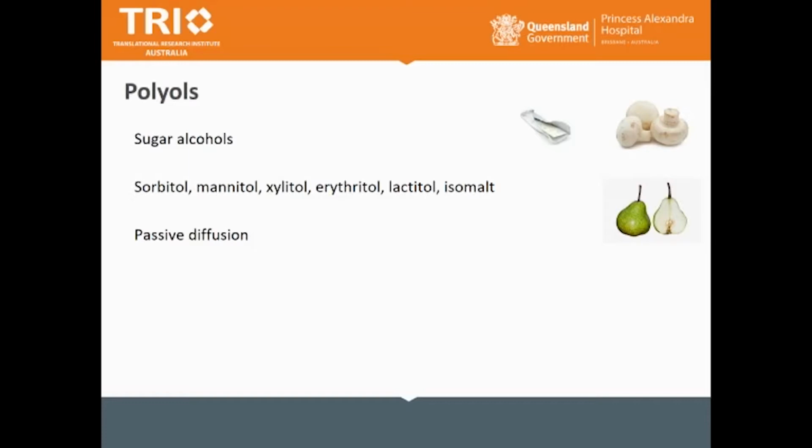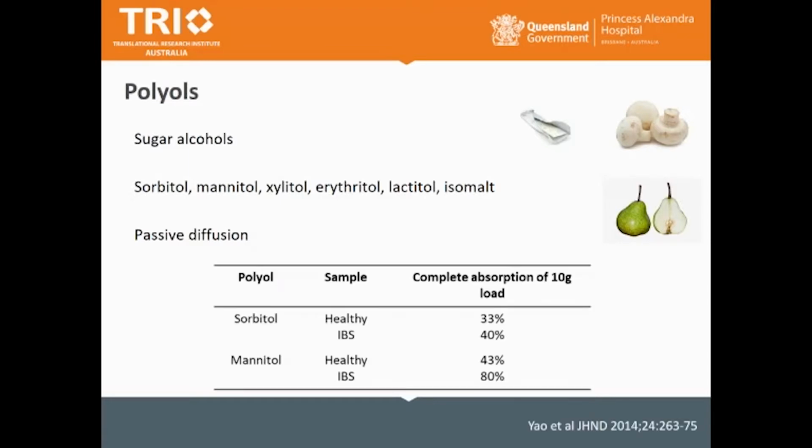They're absorbed by passive diffusion. And you can see here that not a huge percentage of people that are healthy or with irritable bowel syndrome can complete a 10-gram load of these polyols. So certainly quite a lot of this in the diet will pass through to the colon and be available for fermentation by the bacteria there.